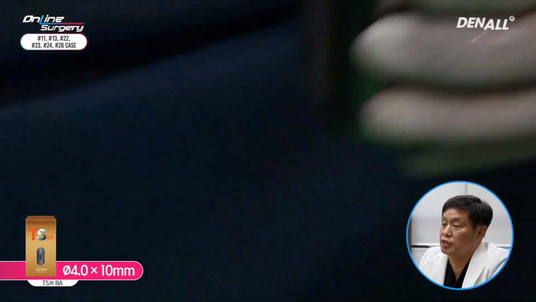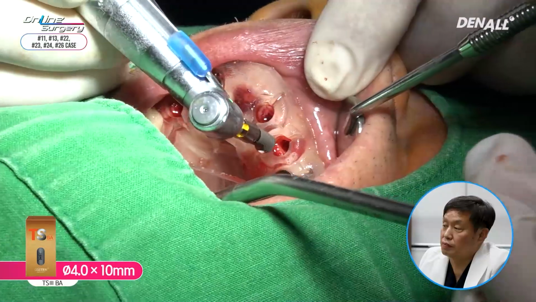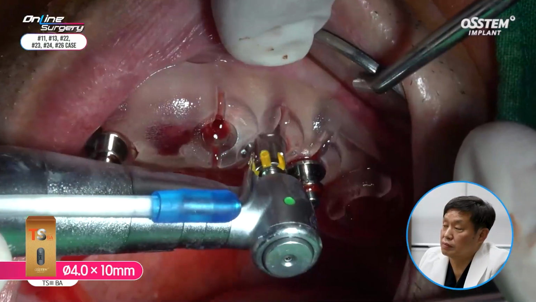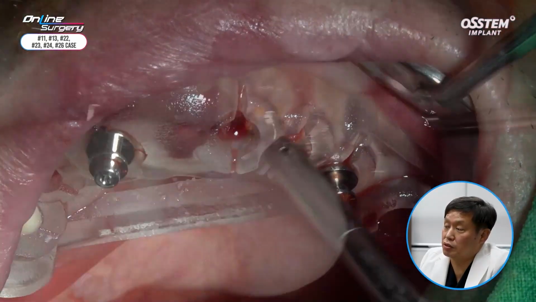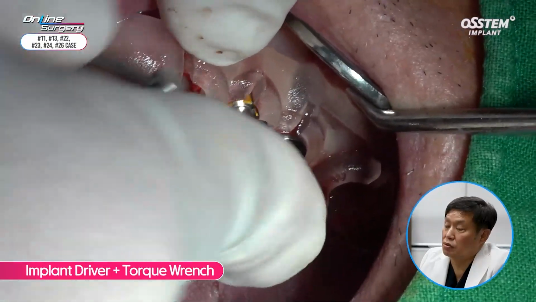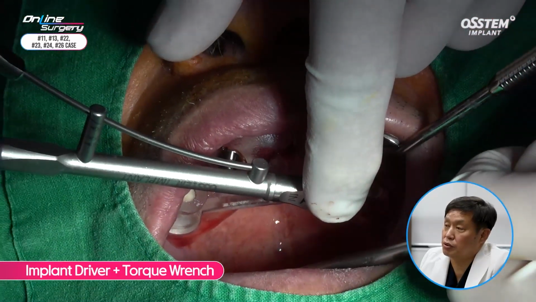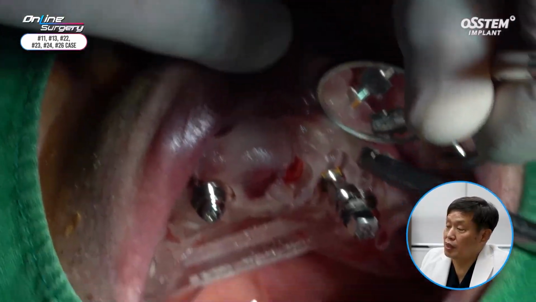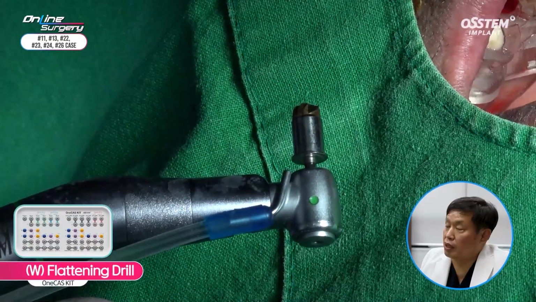A TS3 BA surface 4.0 by 10 millimeter implant was placed. In the canine area, the implant was placed about 80% using the engine. The implant driver and torque wrench were used to adjust the depth and hex position. It's over 30 Newton centimeters. That was how number 23 was completed.